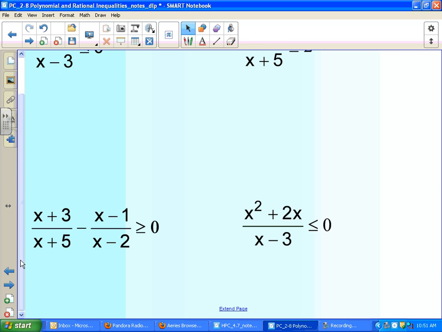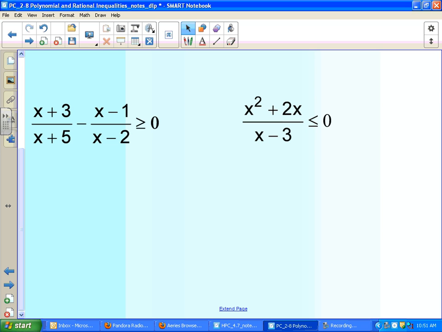Let's try this one real quick, this third one: x plus 3 over x plus 5 minus x minus 1 over x minus 2. Here we're going to get a little more intervals to work with because I have a couple different vertical asymptote numbers. All right, real quick, here we go. For the sake of time, my LCD is x plus 5 times x minus 2.